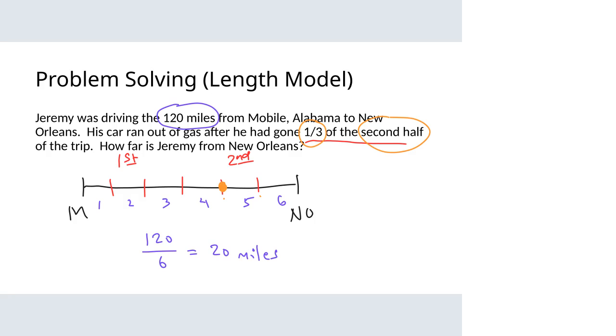And if each piece is 20 miles, and the question is, how far is Jeremy from New Orleans? Then I can look at this and say, well, if this is 20 miles and this is 20 miles, then Jeremy is 40 miles from New Orleans.